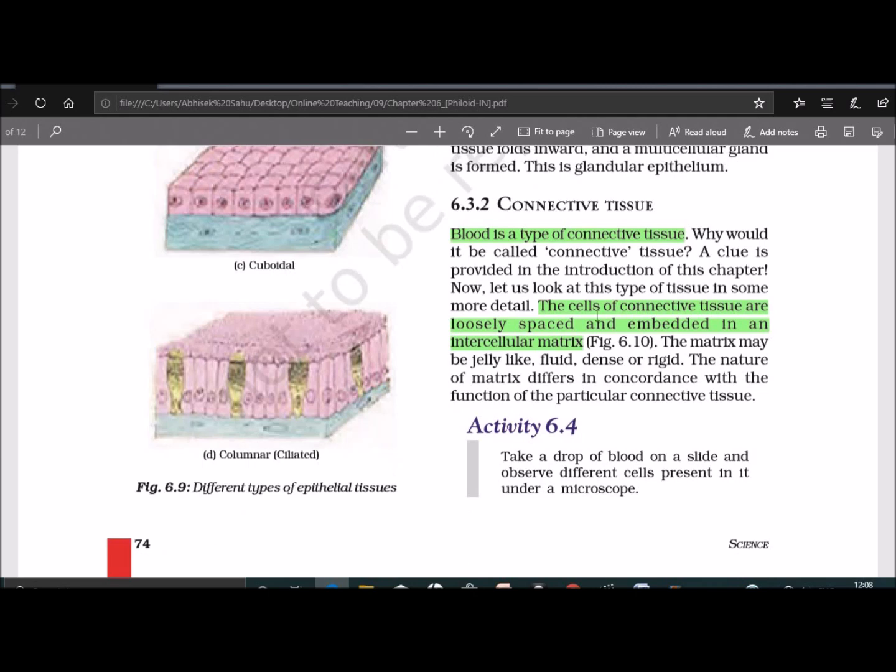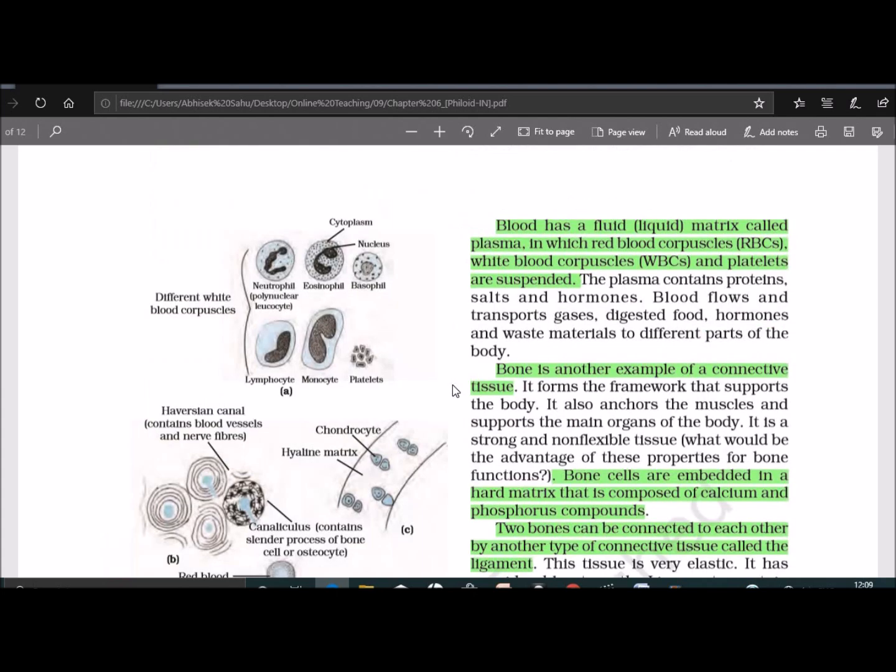Our next topic is connective tissue. Blood is a type of connective tissue. The cells of connective tissue are loosely spaced and embedded in an intercellular matrix, as shown in figure 6.10. Blood has a fluid matrix called plasma in which RBC and WBC are suspended. The plasma contains proteins, salts, and hormones.